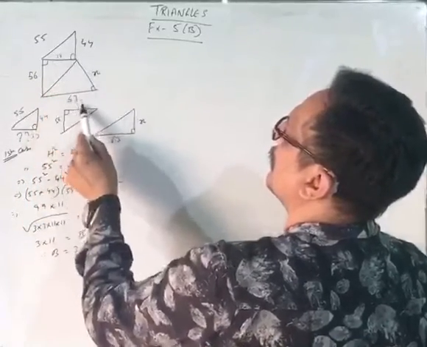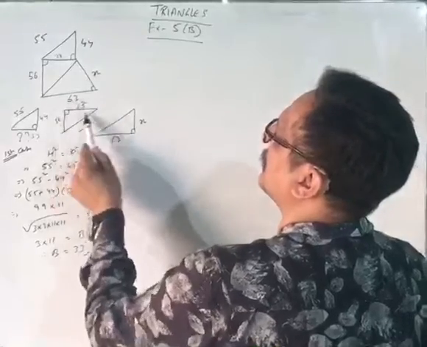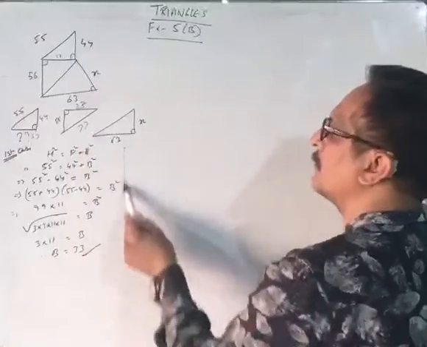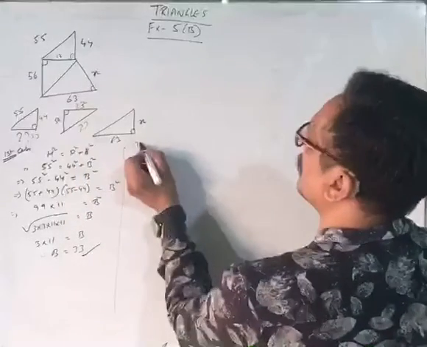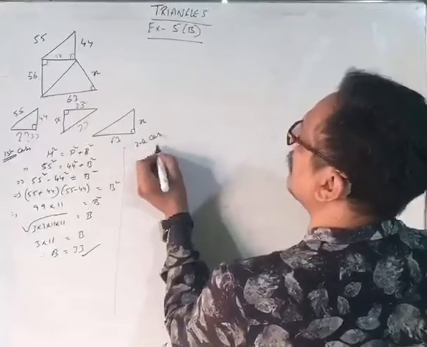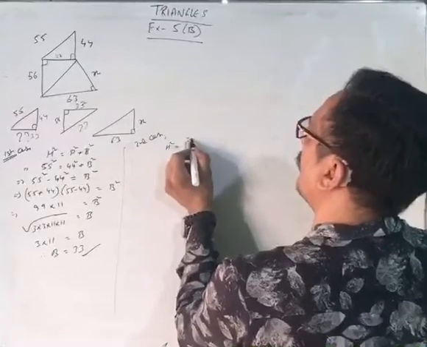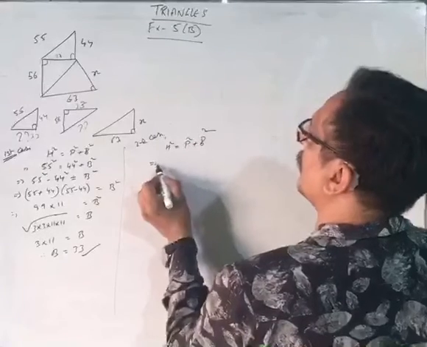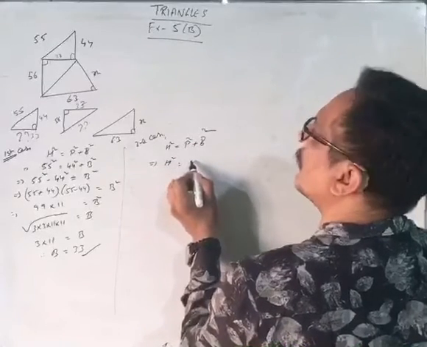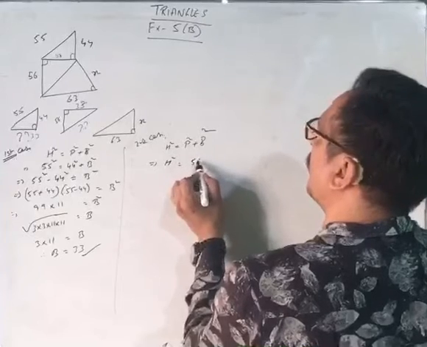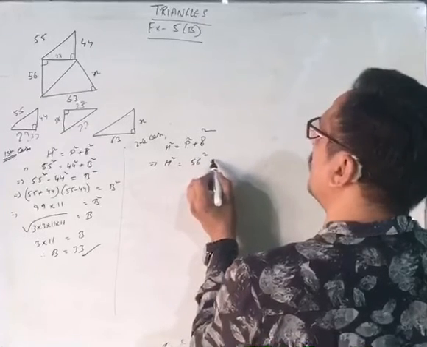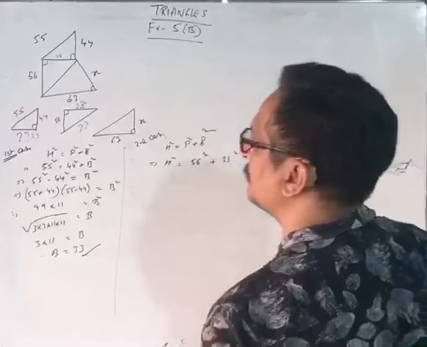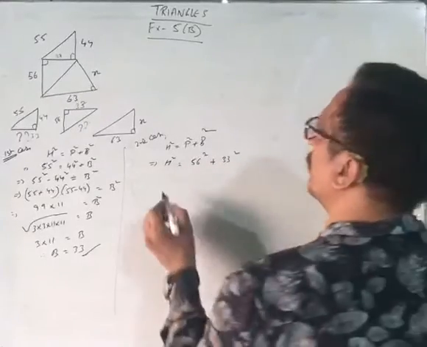Again in the second triangle, this will also be 33. So you have to find the hypotenuse in the second figure. In the second case, again I apply Pythagoras theorem. The hypotenuse you don't know, the perpendicular is 56 and the base is 33, whole square. Very clear.